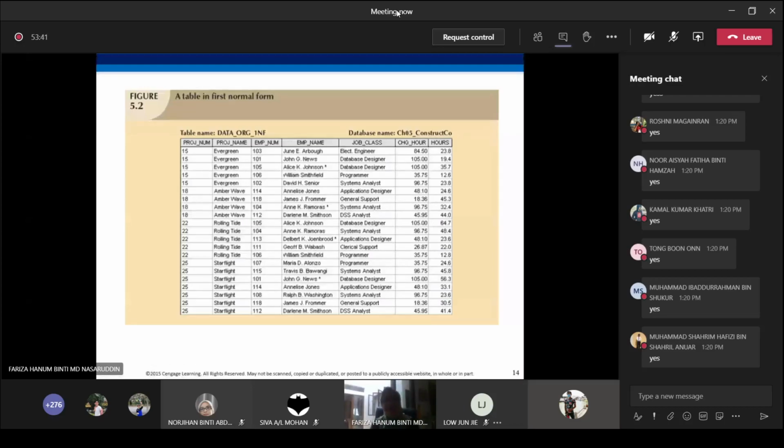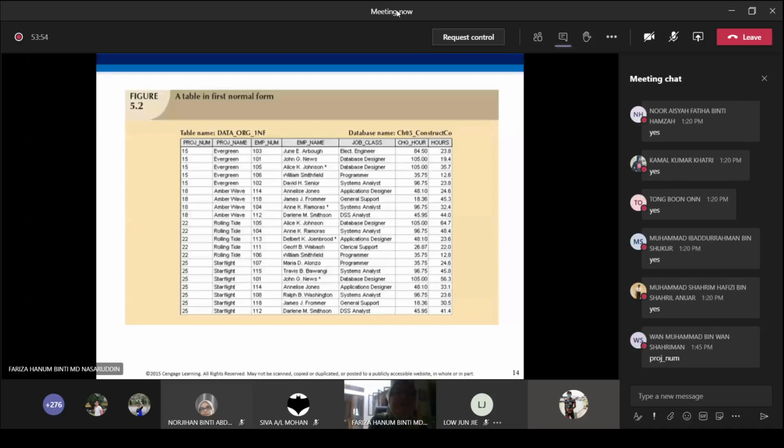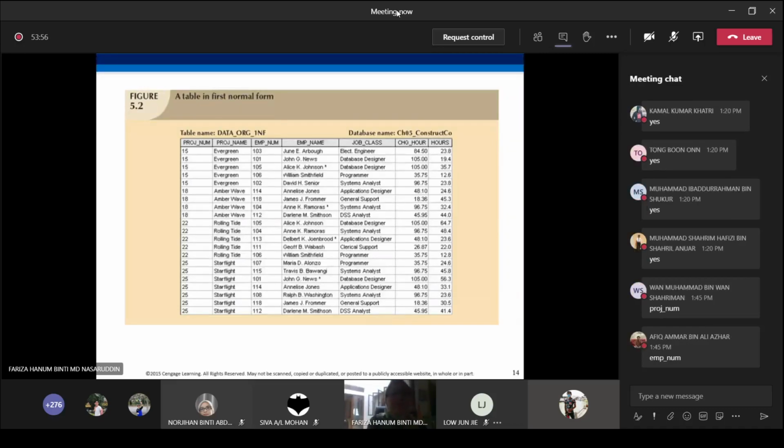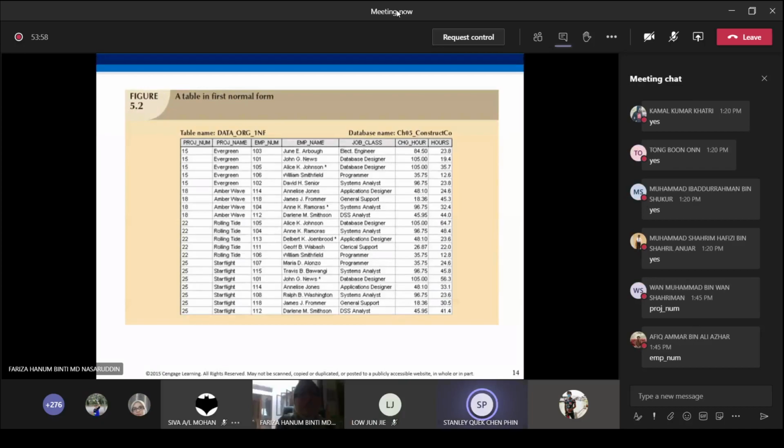What is the primary key for this table? A key which will be able to identify the whole row uniquely. Project number? Employee number? Project number. Employee number. Are you sure? Composite key of project number and employee number. Yeah. Okay. So you can give it a try, right?